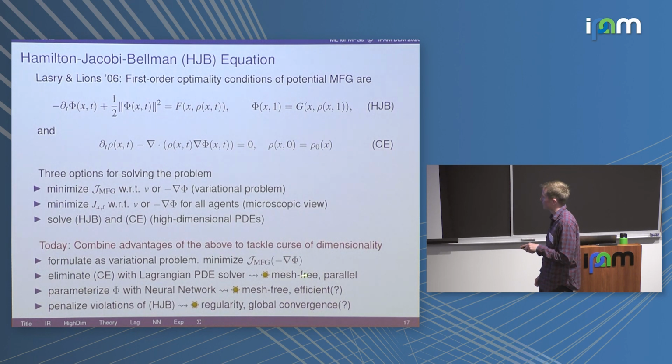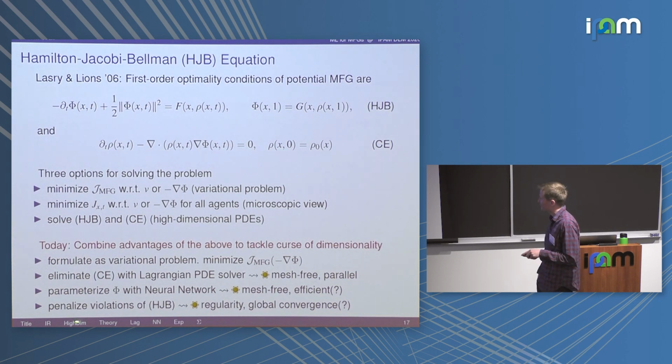That's nice because it doesn't require a mesh, and you can parallelize, and it's somewhat related to the microscopic view. Like for every particle in this, you can think about it as being one agent. Then comes the fun part. We take the phi and we parameterize it as a function with a neural network. That is mesh-free, and the rumor on the street is it's very efficient. We'll see about that and see how it goes.